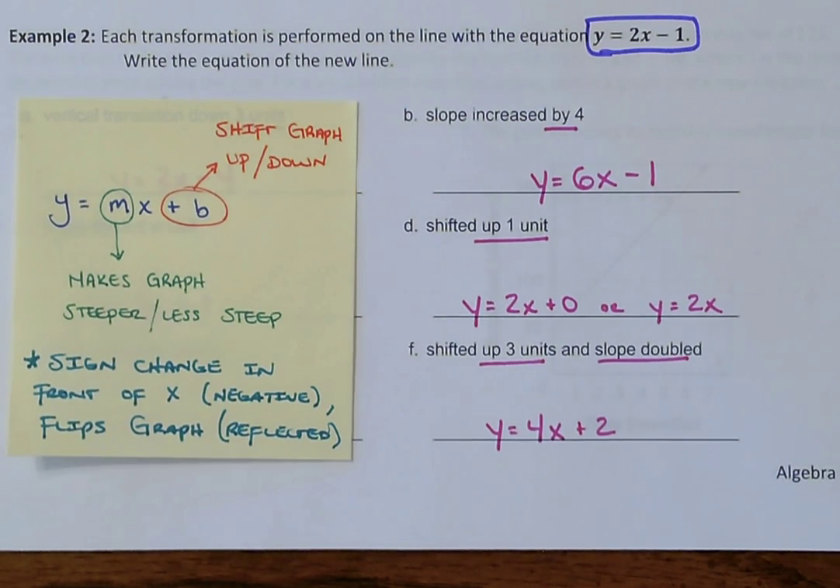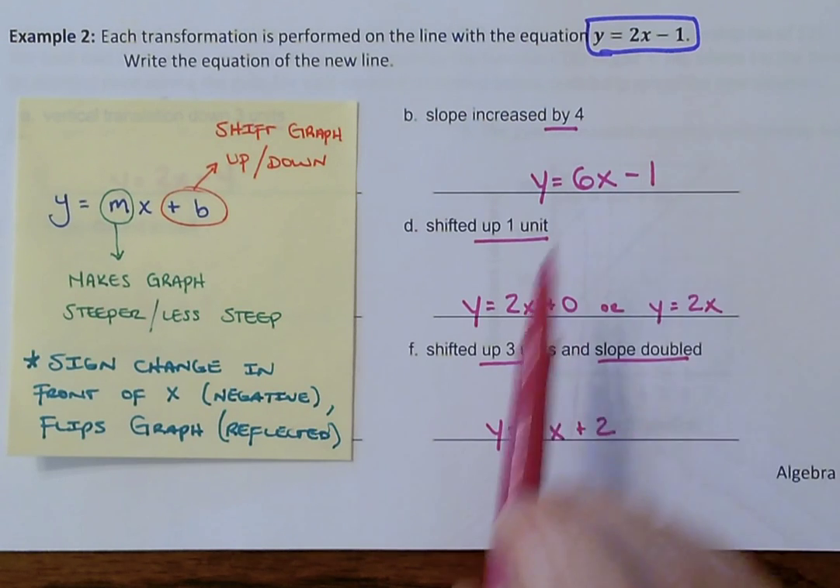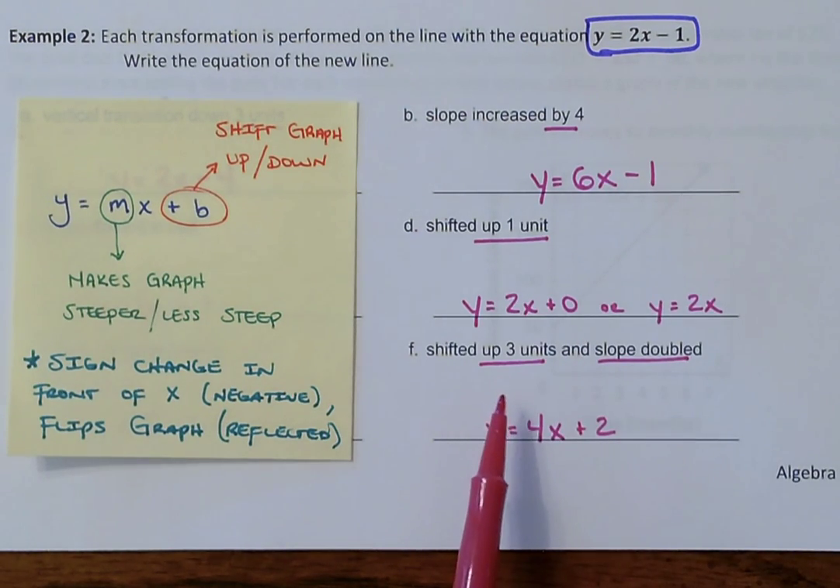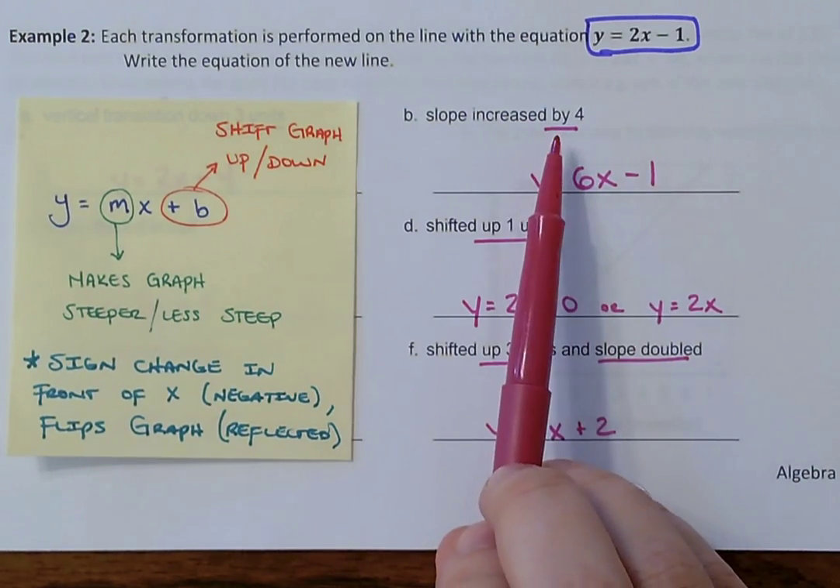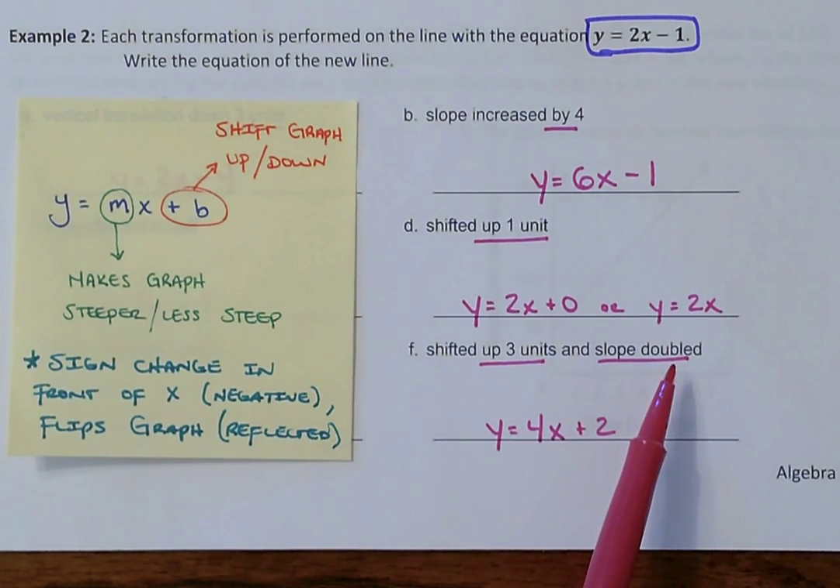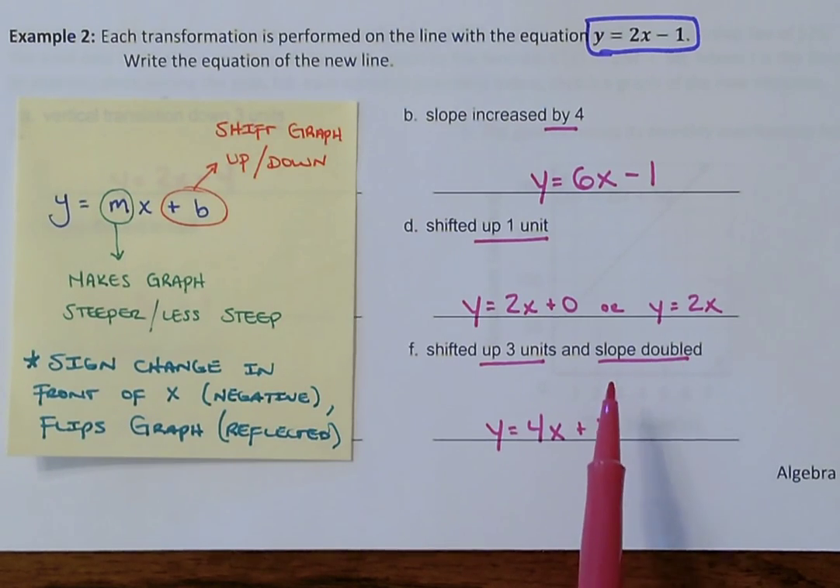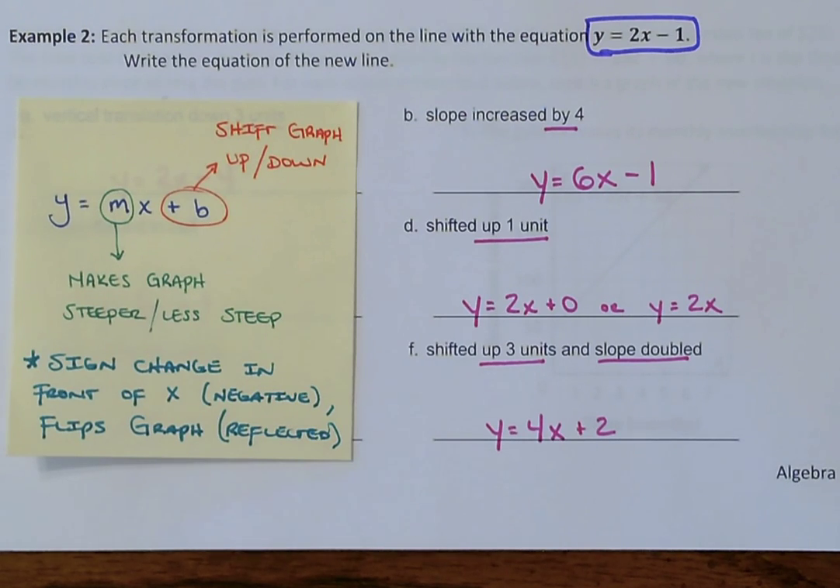Whatever it wants you to increase or shift the graph up by, if it wants you to shift the graph up, you're going to add to whatever your y-intercept is, this plus or minus number, you're going to add how much it wants you to shift up to that number. If it wants you to shift it down, you're going to subtract. If it wants you to increase the slope, that means you just add that number to the slope. Doubling, tripling, quadrupling means that you're going to multiply. And taking away would just be dividing the slope or subtracting.